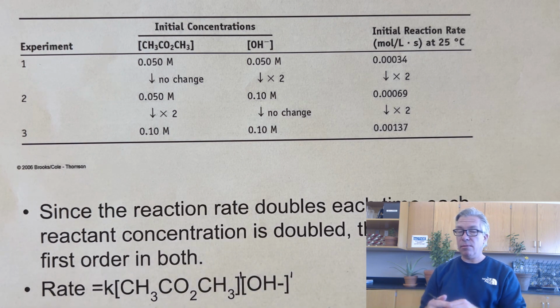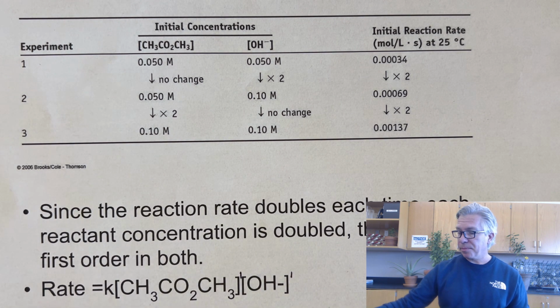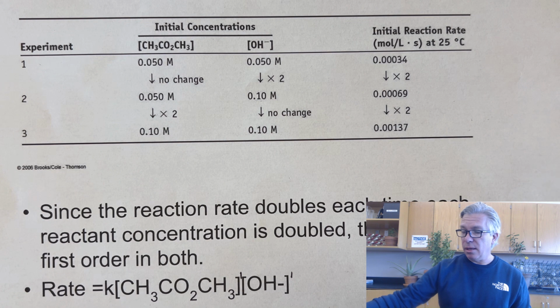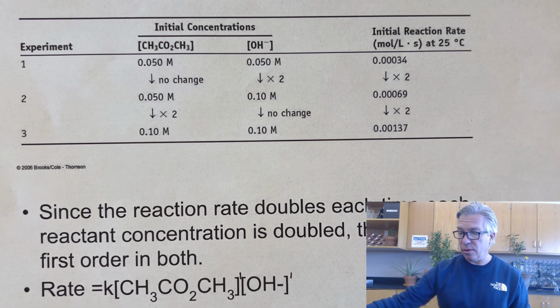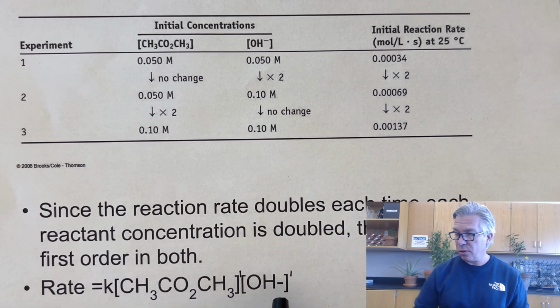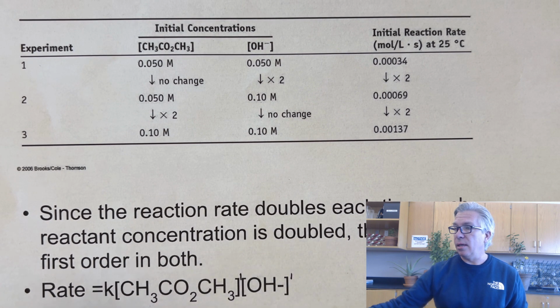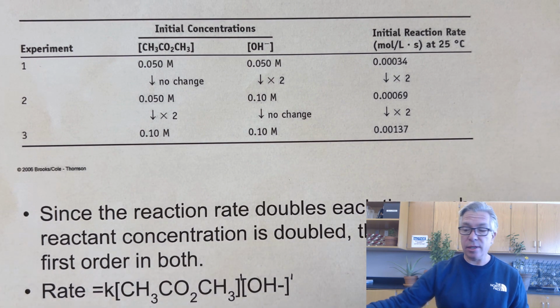You basically have to run multiple trials, look at them, and see how the system responds. So this would be our first order, and second order overall. And later on, we'll talk about that rate constant and how we're going to get that. All right, let's look at another example.